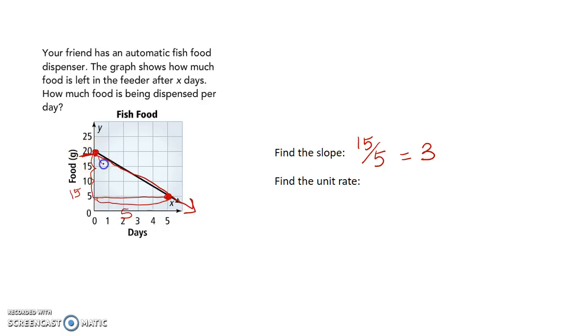And then every day as it's dispensing the food, you get less and less food in the container. So this is actually going to be a -3. And then we want to know what the unit rate is. So it is decreasing 3 grams per day, which just answered the question, how much food is being dispersed per day? So 3 grams per day is how much is being dispersed.